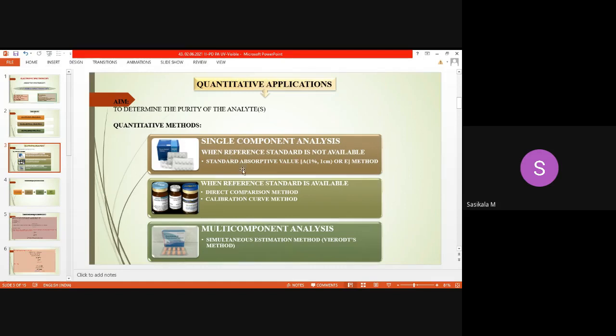Okay, so what is the official method for single component analysis? Standard absorptive value method, that is the A 1% 1 centimeter method. It is used when a reference standard is not available for the single component drug substance and drug product. When a reference standard is available, direct comparison method and calibration curve methods are available. Now you know what direct comparison is. Standard absorbance and concentration are directly compared with the sample absorbance and concentration in order to determine the concentration.